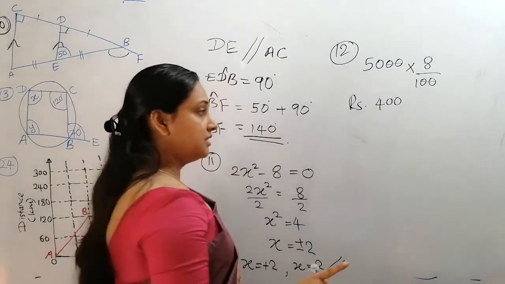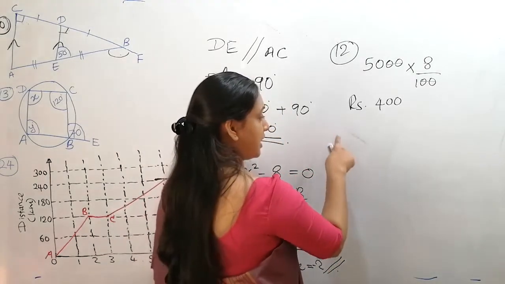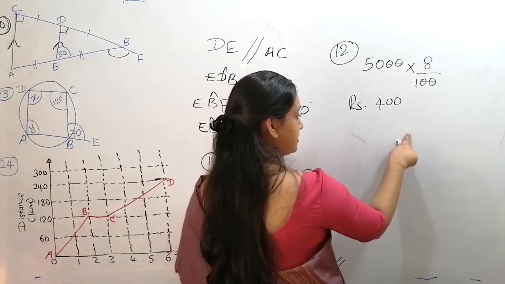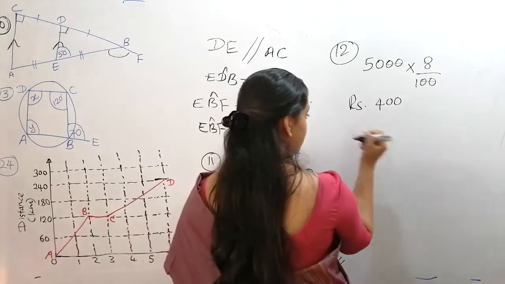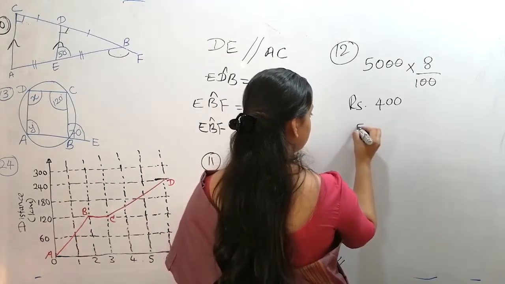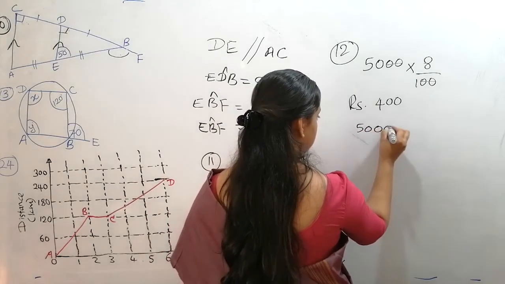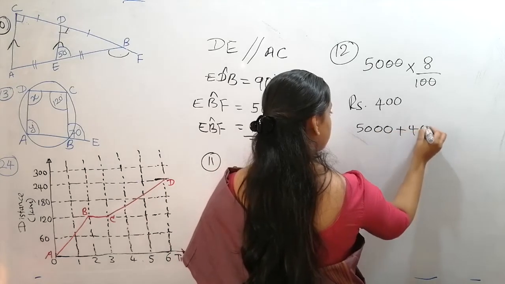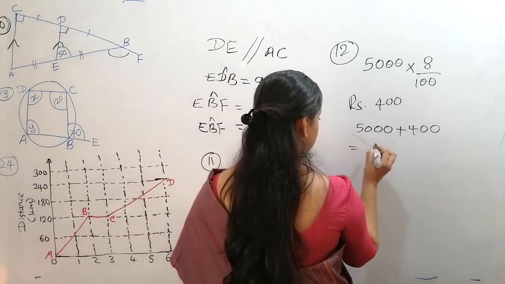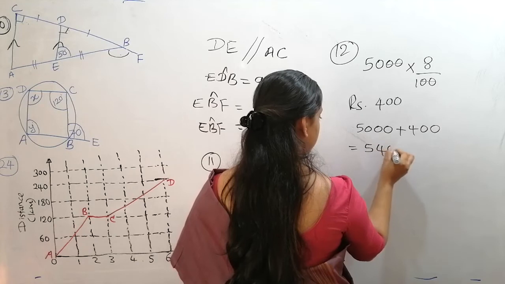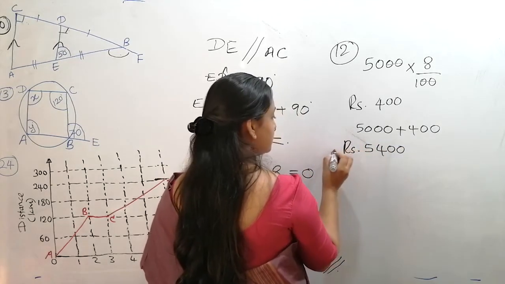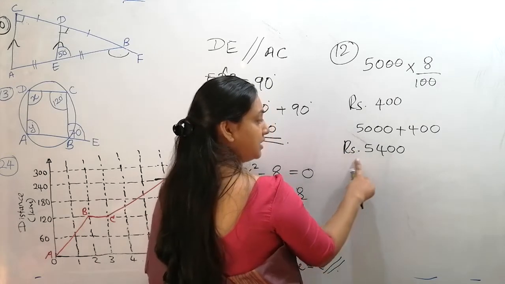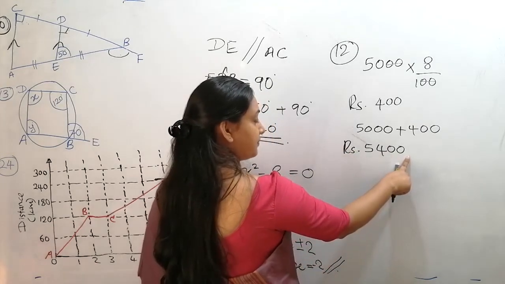Then what is the total amount at the end of the first year, or at the beginning of the second year? At the beginning of the second year, the amount will be 5,000 plus 400 rupees. This is 5,400 rupees. This is the amount at the beginning of the second year.